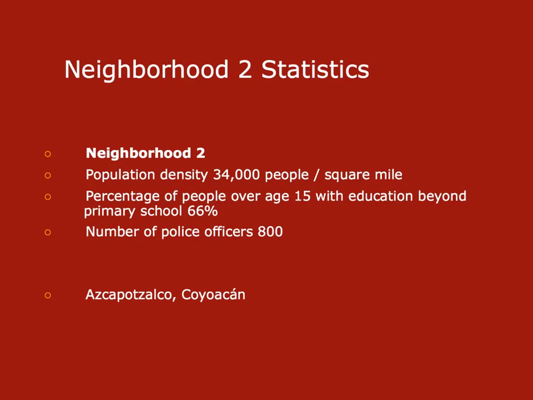Based on what we saw there, we should have come up with 2 answers. We should have come up with this one right here and Coyoacán over here. Those are the 2 federal districts that match this: between the 34,000 people per square mile, the 66% of the people with education beyond primary school, and 800 police officers. So the picture that we saw should have come from these 2 neighborhoods.